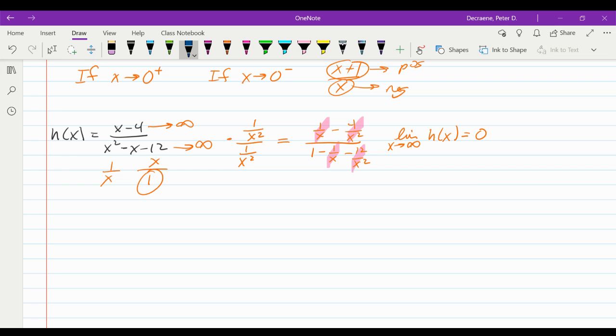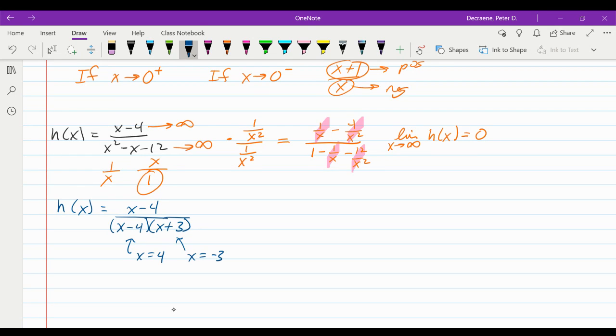So one of the strategies for finding a limit as x goes to a value is to try to simplify the expression first. So let's take a look at h of x, and let's factor the numerator, well that's already factored, and the denominator. X squared minus x minus 12 factors into x minus 4 times x plus 3. And here we can see there are two discontinuities here. One at x equals 4 and another at x equals negative 3.